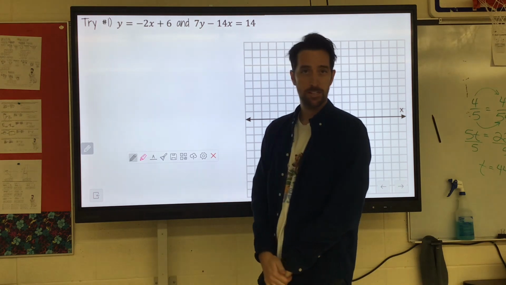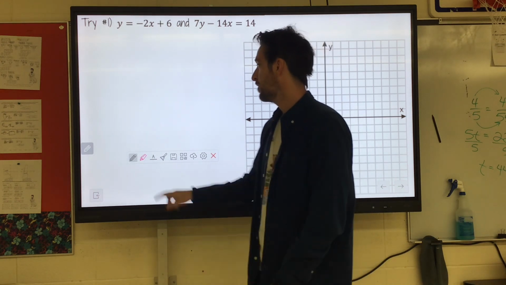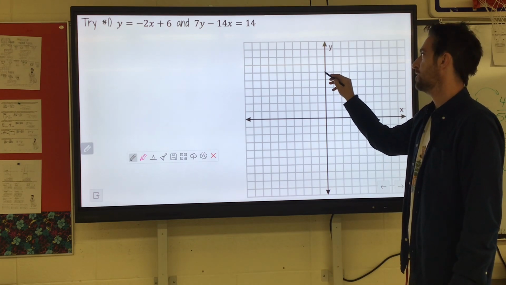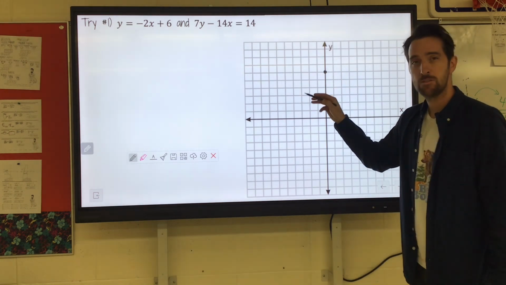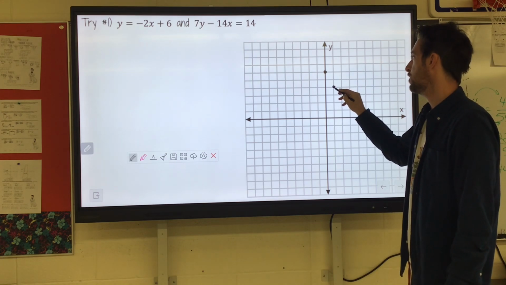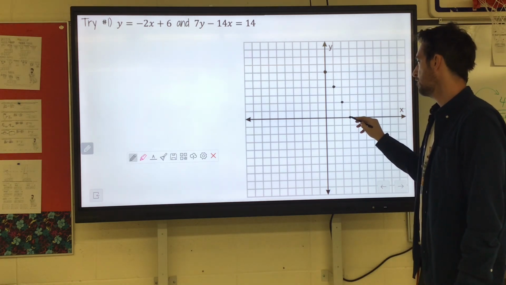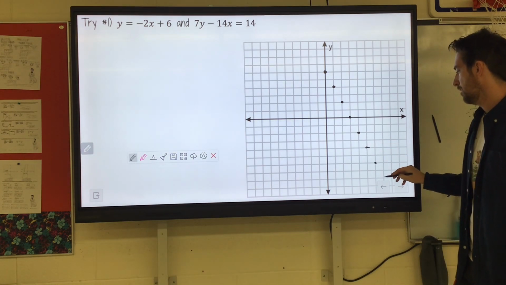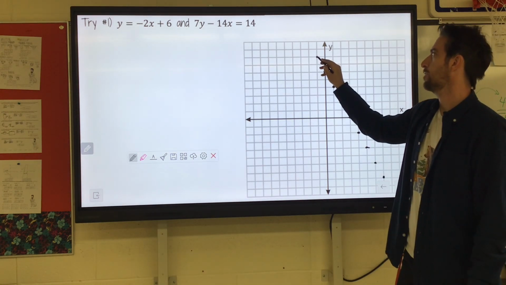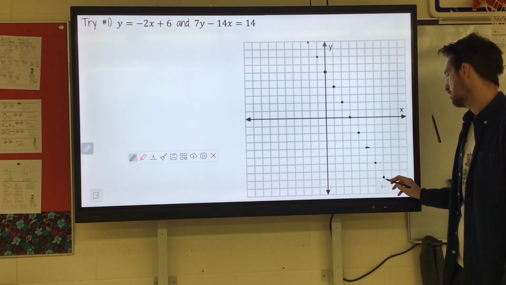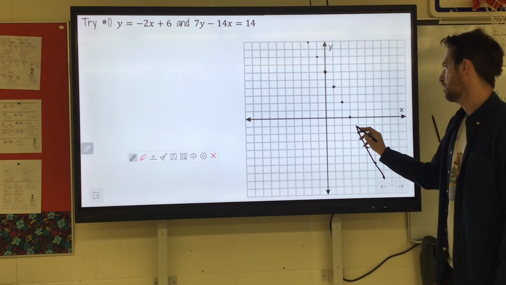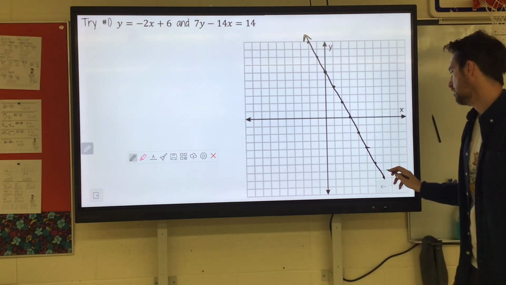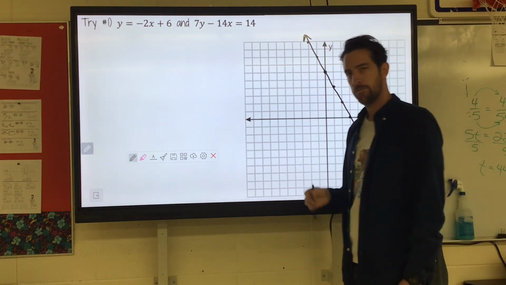Give this one a try. You got y equals negative 2x plus 6. For that, you would start at 6. 1, 2, 3, 4, 5, 6. The slope is negative 2, so you would go down 2 over 1. You could do that a few times. You could also go up 2, left 1 a couple times. There we go.